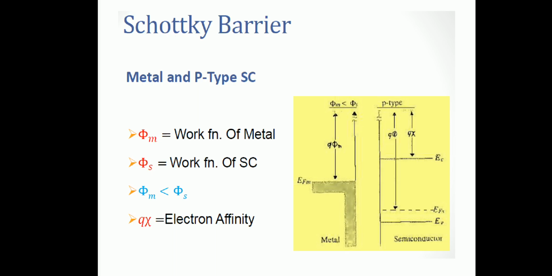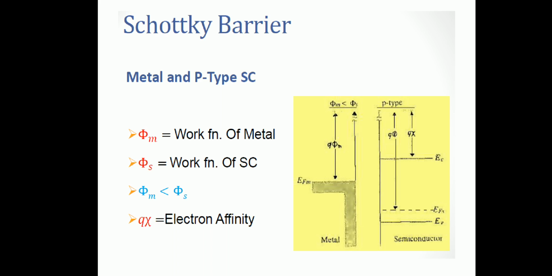Next, we can see how to draw a Schottky contact or Schottky barrier for a p-type semiconductor. We already discussed how to draw this Schottky contact for n-type material. The condition for a p-type material to form a Schottky contact is that phi m should be less than phi s, and for n-type material the condition is phi m greater than phi s.